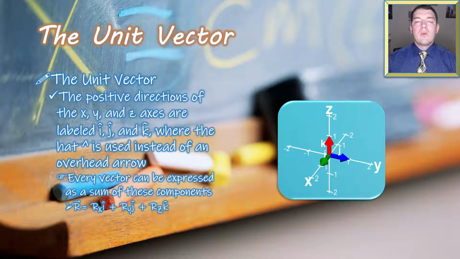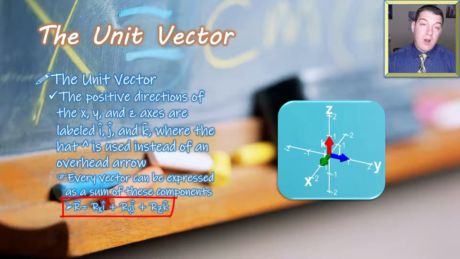One of the things that we're doing with the unit vector is really we're just looking at another way of being able to describe a vector in terms of its components. Here is our component form for vector r. r is shown as the component rx in the i direction, the component ry in the j direction, and the component rz in the k direction.